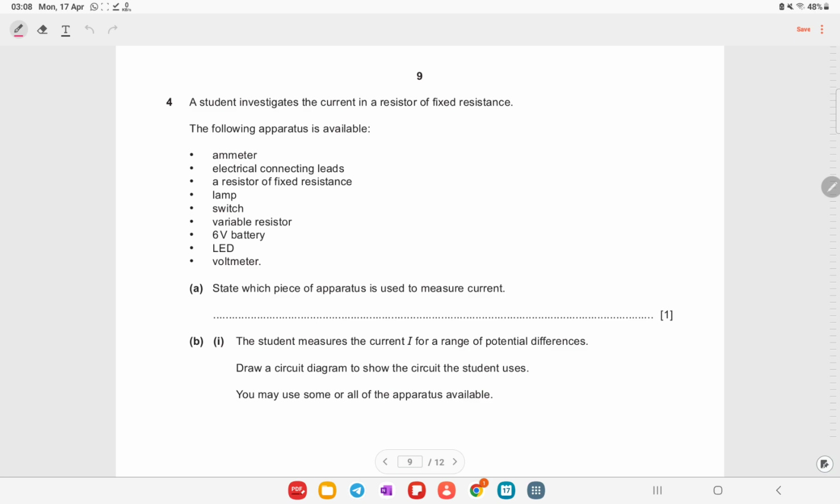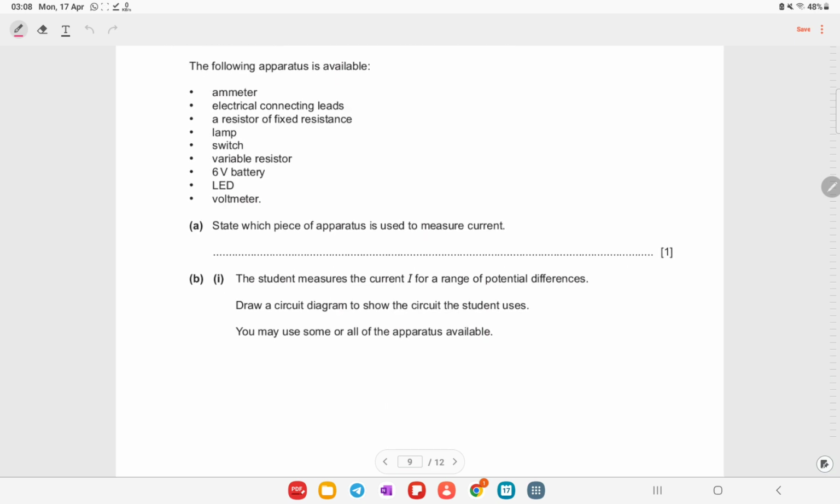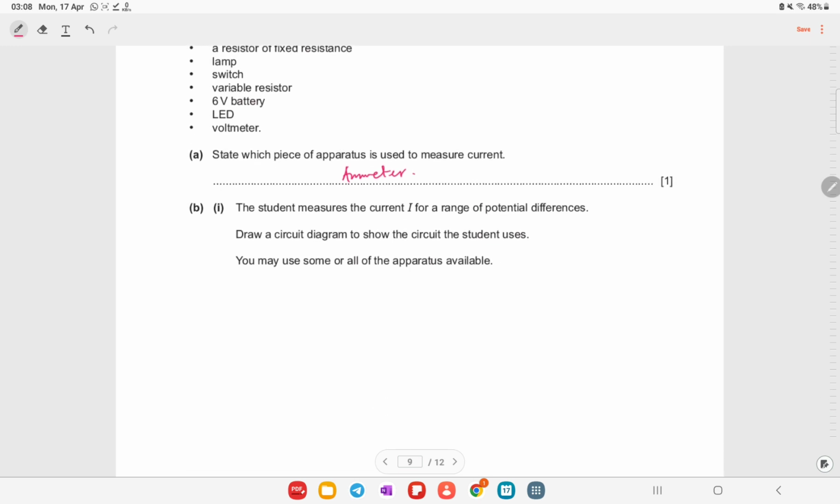Okay, the student investigates the current in a fixed resistor. He has the following apparatus. State which piece of apparatus is used to measure the current. So it's going to be the ammeter, which is used to measure the current. Draw the circuit diagram to show the circuit the student uses. You may use all the apparatus available.